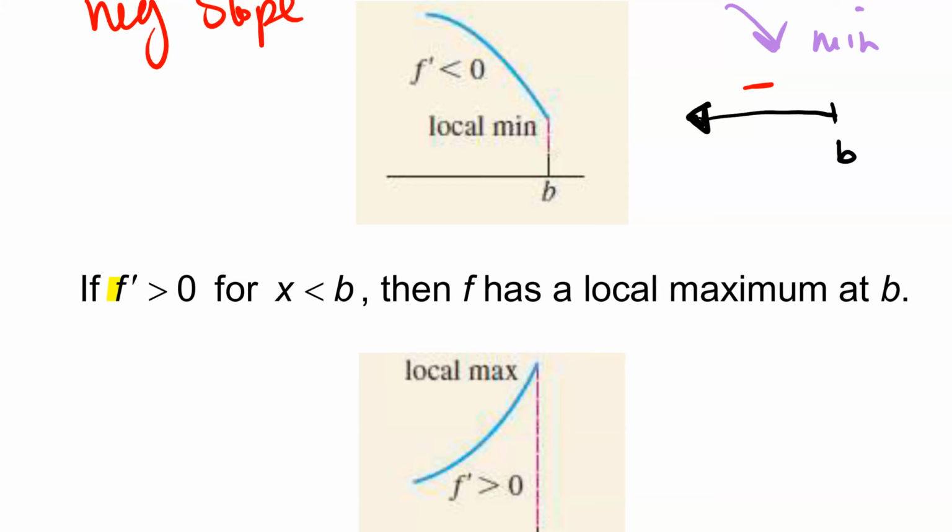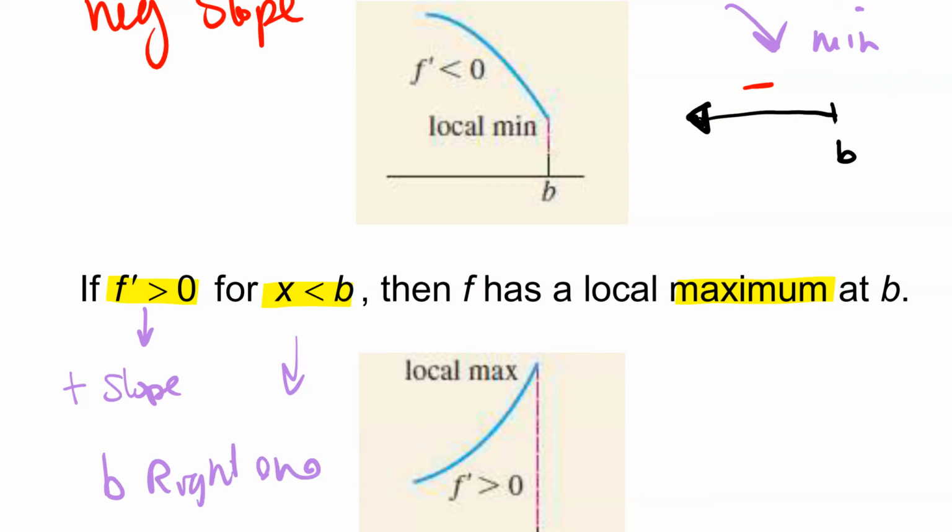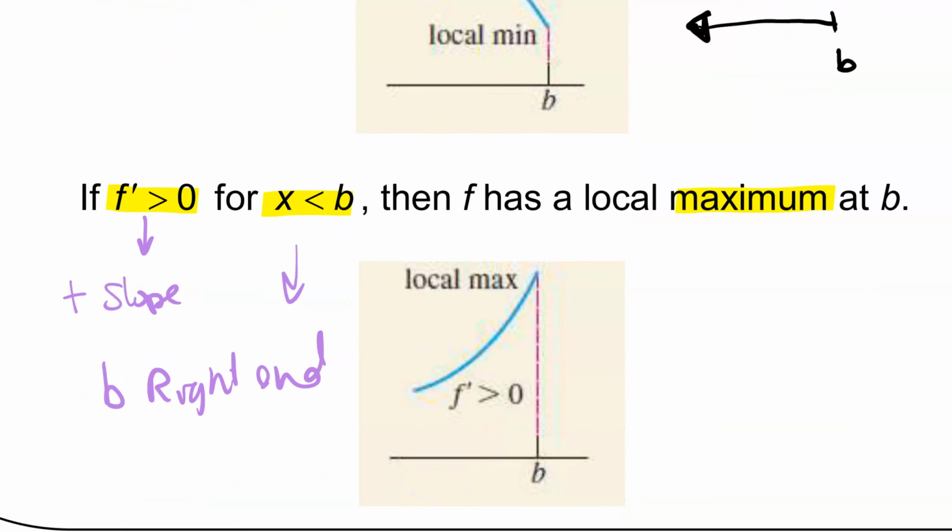All right, last one. If f prime is greater than 0 for x less than b, then f has a local max at b. Okay, break it down. So if we have a positive slope, it's going to be going up for all the values before b. All right, so b is our right endpoint. So we're looking at all the values to the left of our right endpoint.